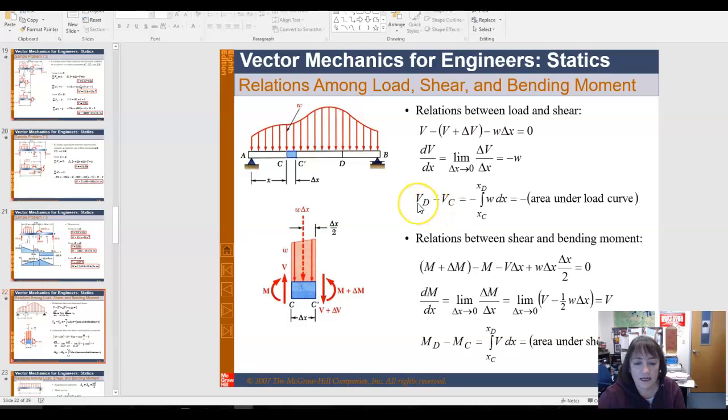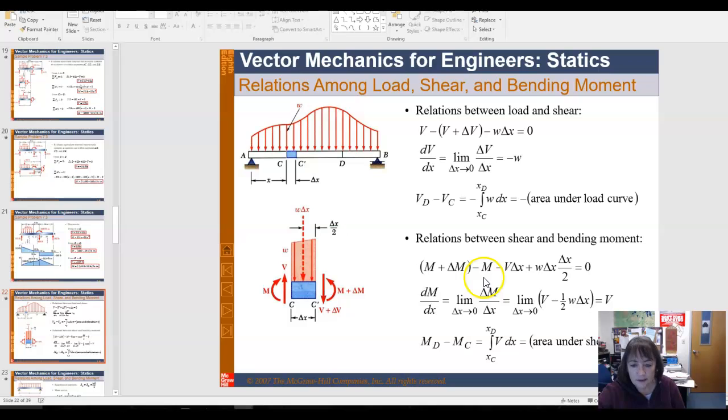It turns out that the shear at point D, or any point, minus the shear at point C, is going to be equal to the negative of the area under that load curve, which is the negative of the definite integral of w dx. So if w is given as a function of x, you can put that in here and then integrate that between those limits. Once again, it's always a definite integral to find the difference. So if you knew V at D, you could take this integral quantity, subtract it from the shear at C, and you would see what the endpoint looked like.